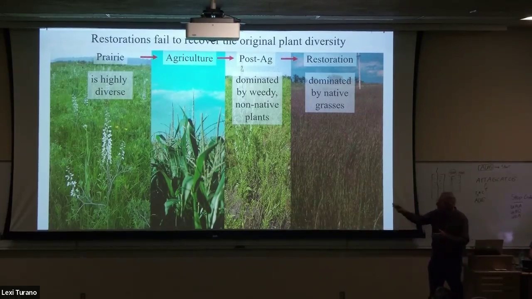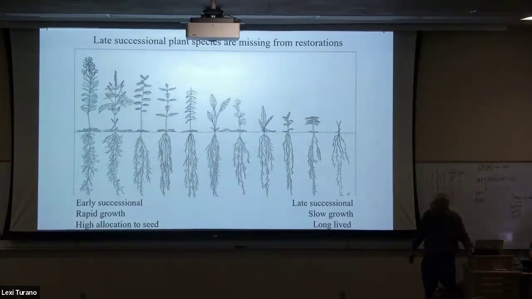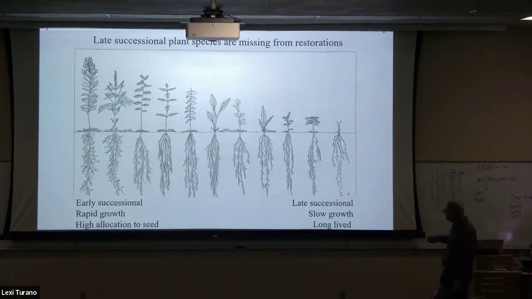So standard restoration practice failed to restore the original composition, and that's the restoration challenge in the context of this system. We easily get dominance of the natives. That's different from a lot of Western systems where you struggle to get the natives to dominate. But the missing species are not random. If you arrange species on a life history gradient, so you have fast growing, rapid growth, high allocation to seed, the annuals, biennials, fast growing species, then you have very slow growing, long lived, late successional species. These are the species that are missing from the restoration.